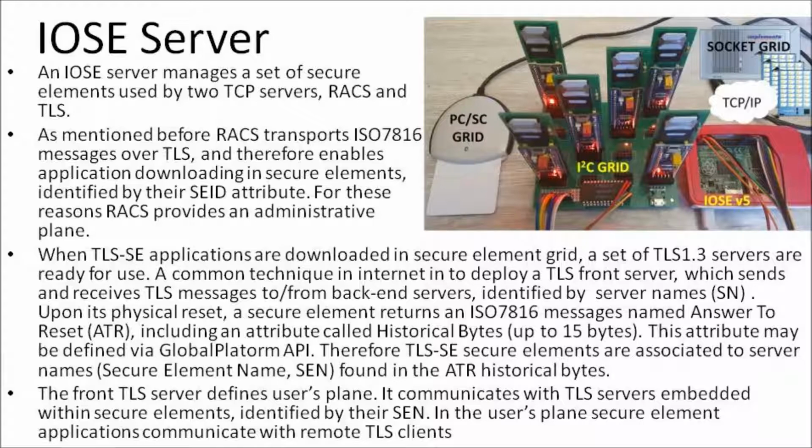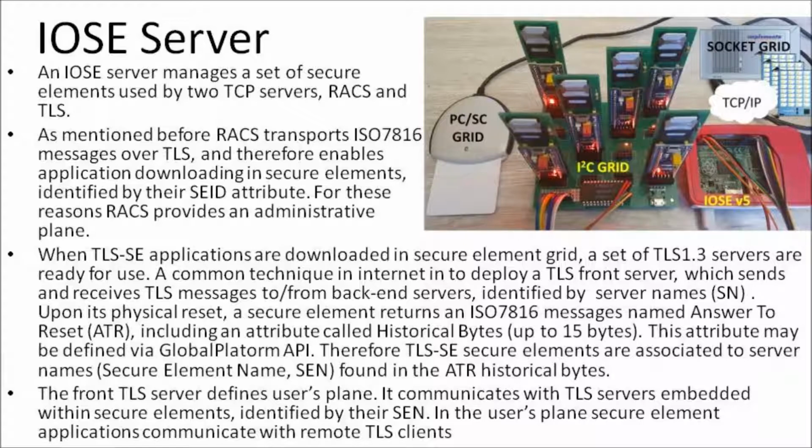When TLS-SE applications are downloaded in the secure element grid, a set of TLS 1.3 servers are ready for use. A common technique on the Internet is to deploy a TLS front server, which sends and receives TLS messages to and from backend servers, identified by their server name.